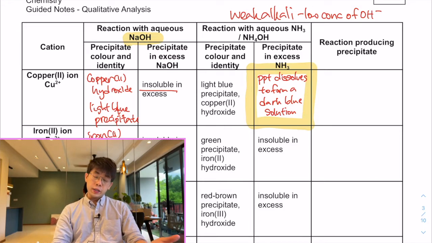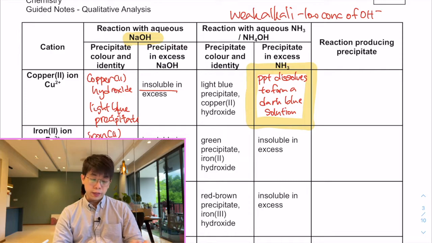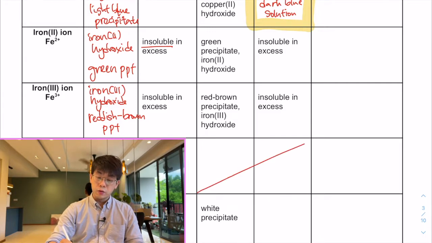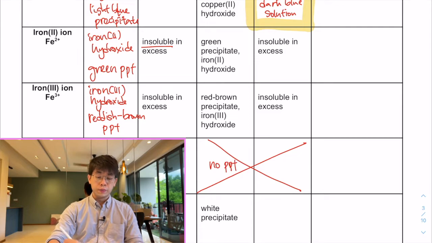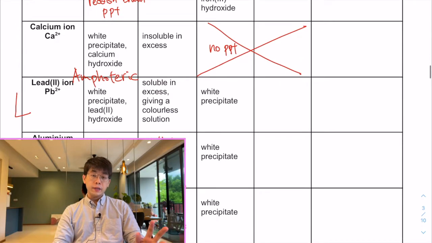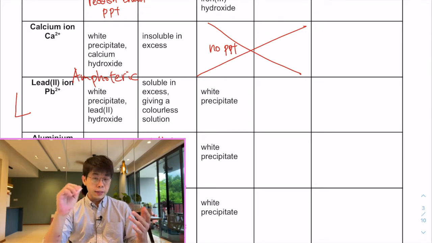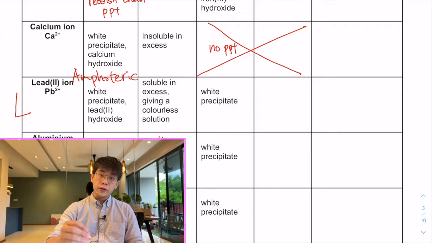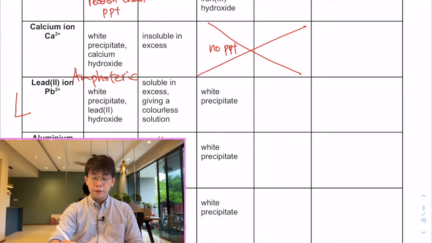Right? For iron 2 and iron 3, again, it is not soluble in excess. And for calcium, because calcium is sparingly soluble, over here there is no precipitate. You have no visible reaction over here. Nothing. Okay? So for my lead 2 ions, my aluminum ion, and my zinc ion, you still get the same white precipitate, white precipitate, white precipitate. But for my lead 2 ions and my aluminum ions, it will be insoluble in excess.